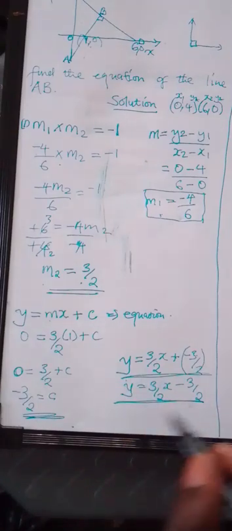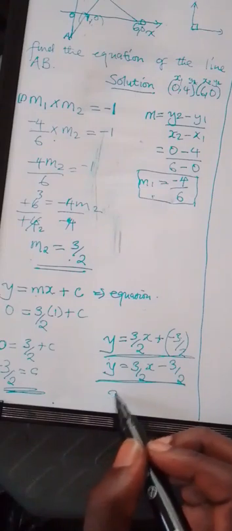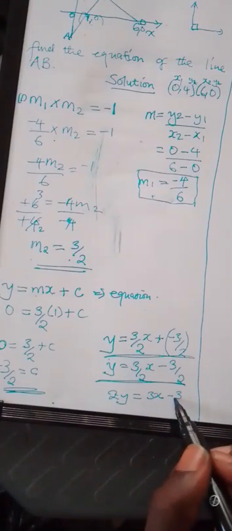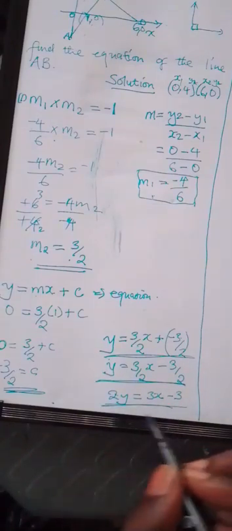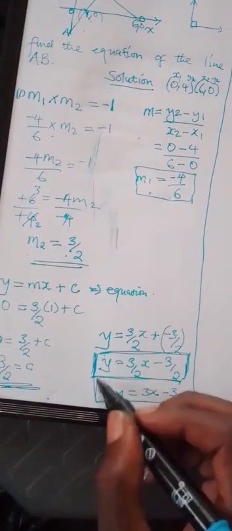Now, for those that don't like leaving things in a fraction, you can multiply through by 2 so that you get 2y is equal to 3x minus 3. So both can be answers and you can be marked.